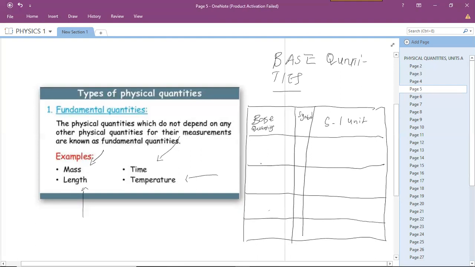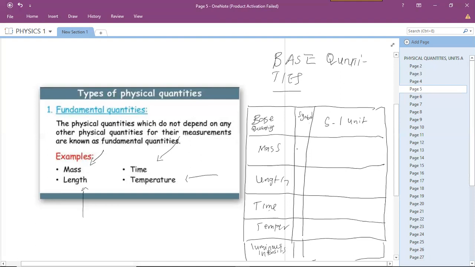They might say mass, length, time, temperature. Maybe they'll also say something like luminous intensity. And they will say, all right, what is the symbol of mass?